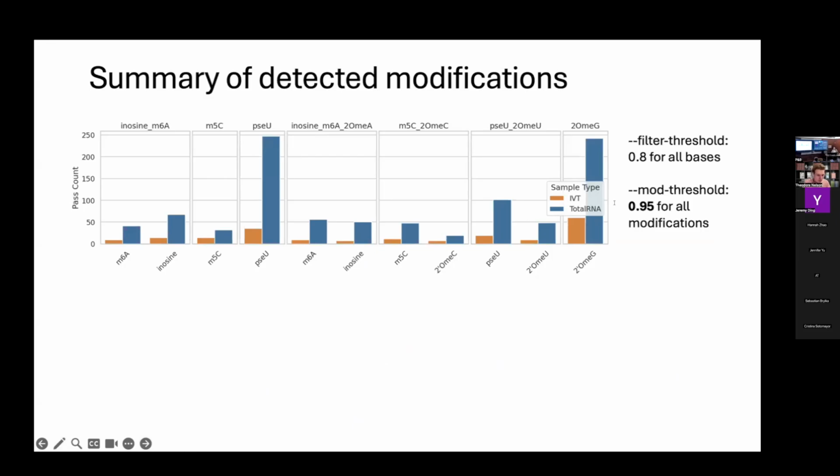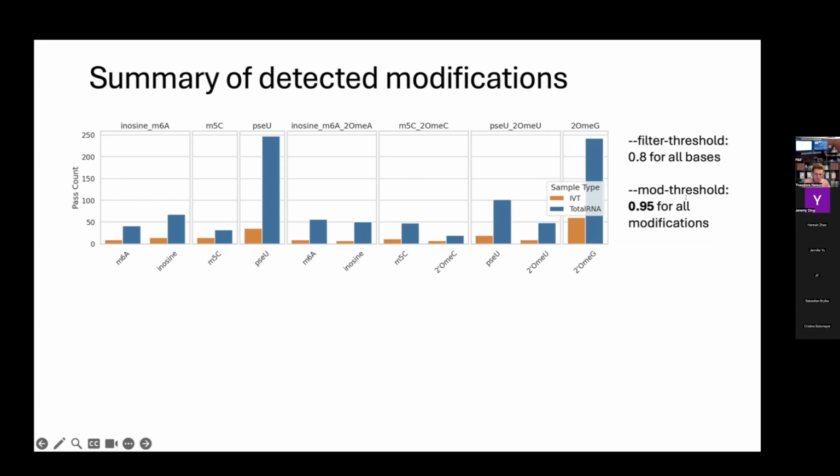So I ran the latest version of Dorado on the hepatitis C virus data with all the available base calling models, and this is what I was able to generate. The x-axis here are all of the modifications that I performed base calling for, and the y-axis are the total number of modifications that I detected for each sample. And I'm only considering the mapped reads for this plot.